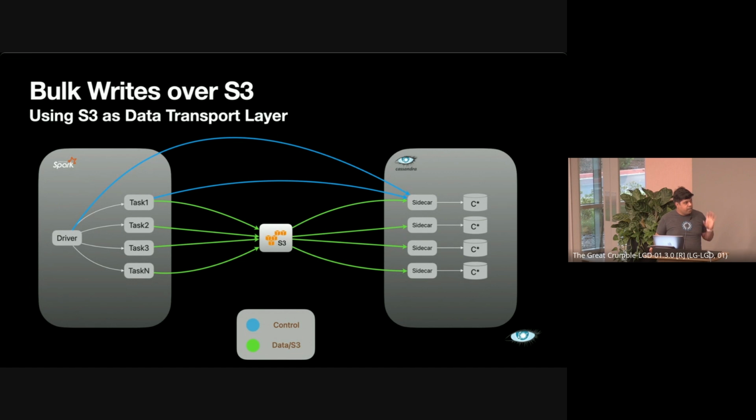And by doing that, you could then take that data, stage it up to S3, and then ask the sidecars to restore the data onto the clusters. And this is a feature that is work in progress. Part of it has already been open sourced. Part of it is in the process of being open sourced. But this allows you to decouple the Spark writes from the restores on Cassandra itself.